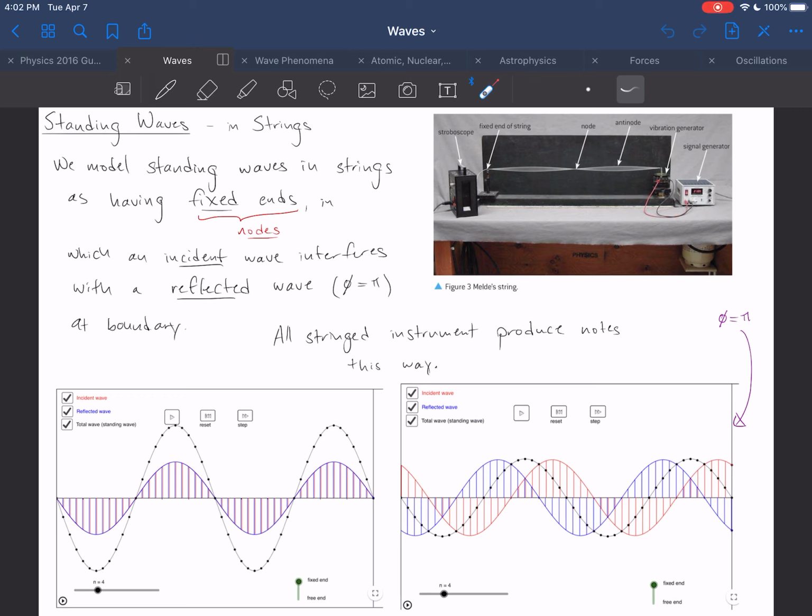And fundamentally, and we'll discuss this in the next video, these standing waves in strings are produced when an incident wave, a wave coming from the vibration generator, interferes with a reflected wave coming off the boundary. And all stringed instruments produce notes this way. In the next video, we will discuss how those two waves interact.